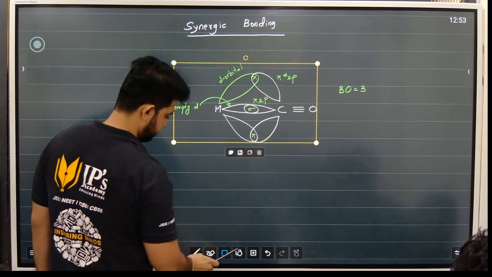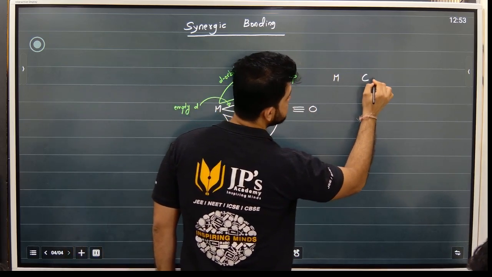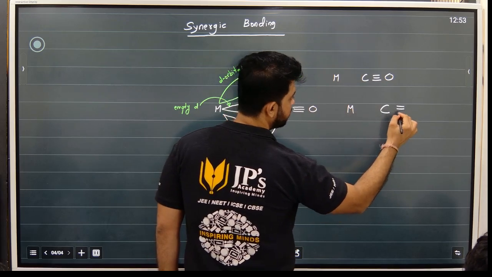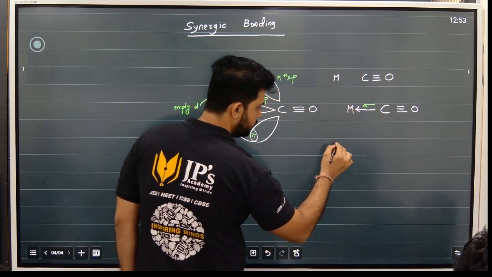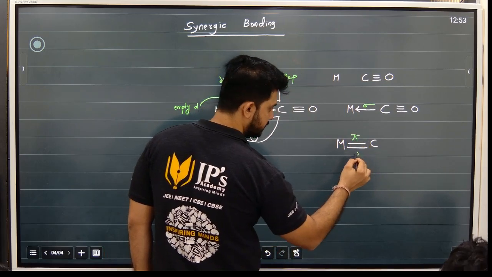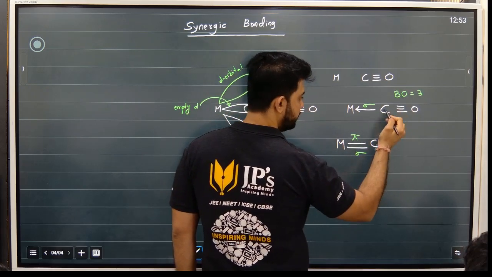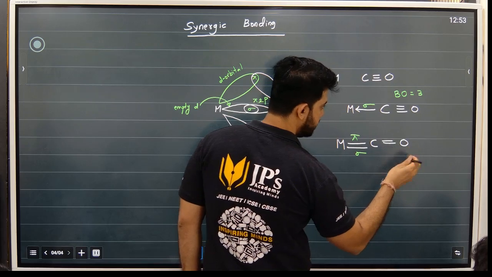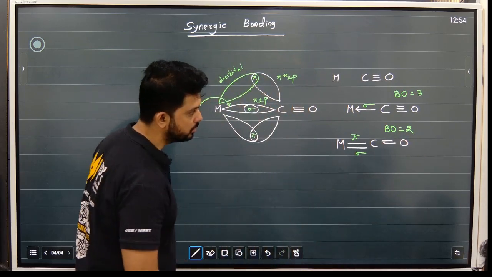वापस से. Before bonding, it was like this. आपका metal था. This was CO. Then what happened is CO donated electrons to the metal, forming which bond? But at the same time metal ने भी donate किया and कौन सा bond form किया? So the initial bond order which was between the carbon and oxygen, now the bond order between C and O becomes 2. Did you get that?